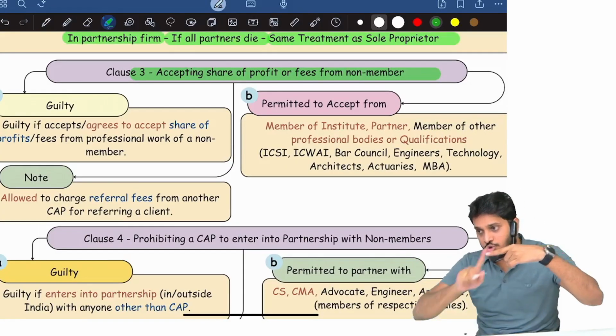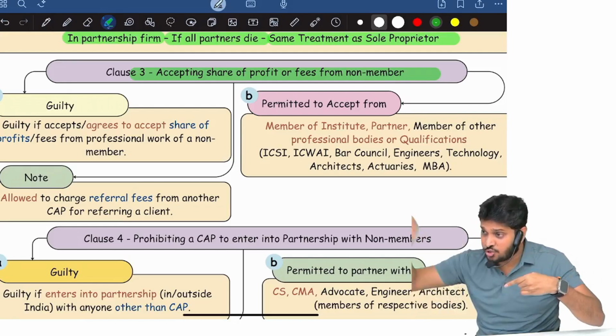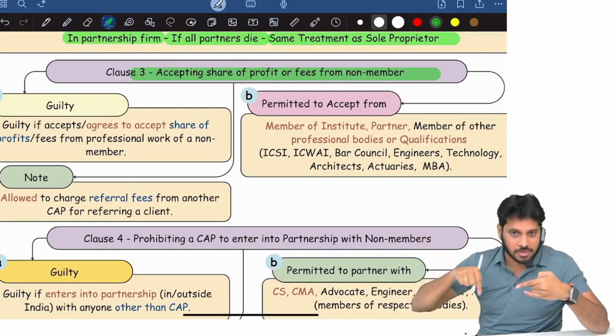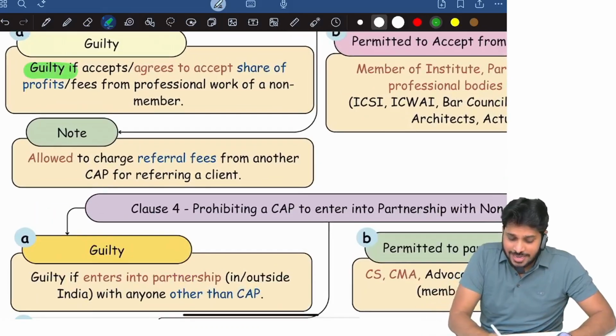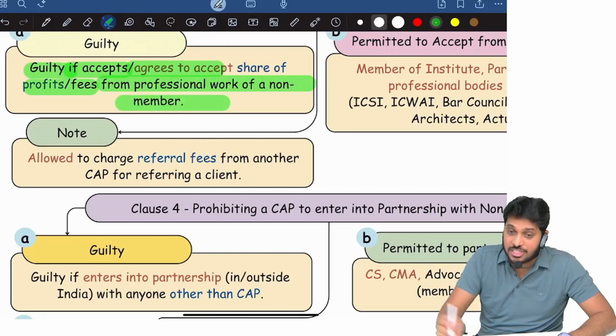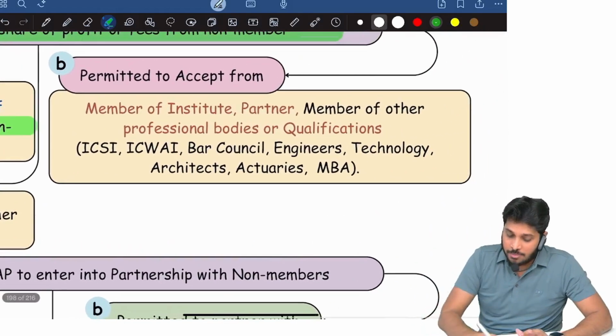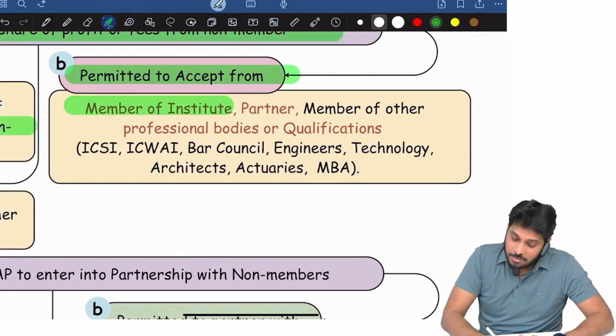Clause number 2 says you should not share with others. Clause number 3 says you should not accept from others. Kickbacks are not permitted. You are guilty if you accept or agree to accept any profit or fees from professional work from a non-member. However, you can accept from another member of the institute.